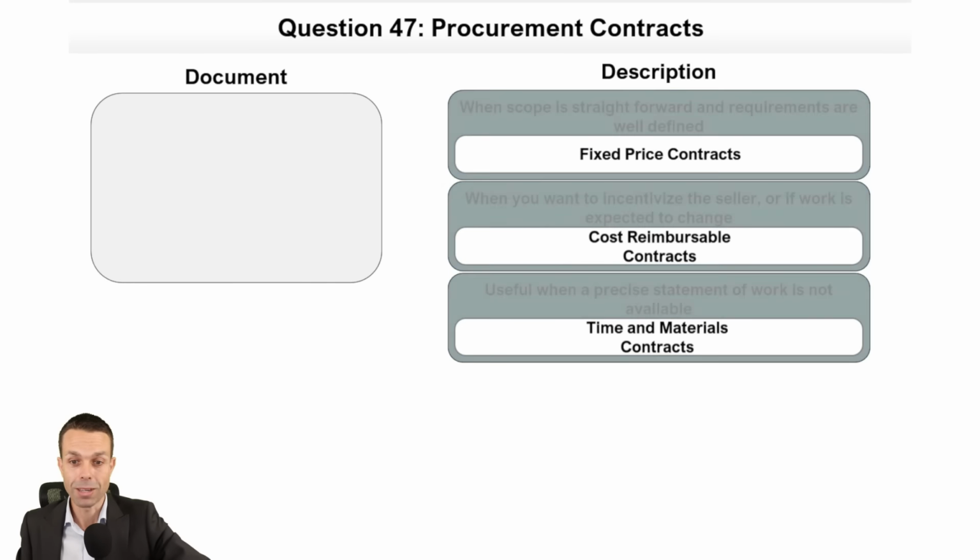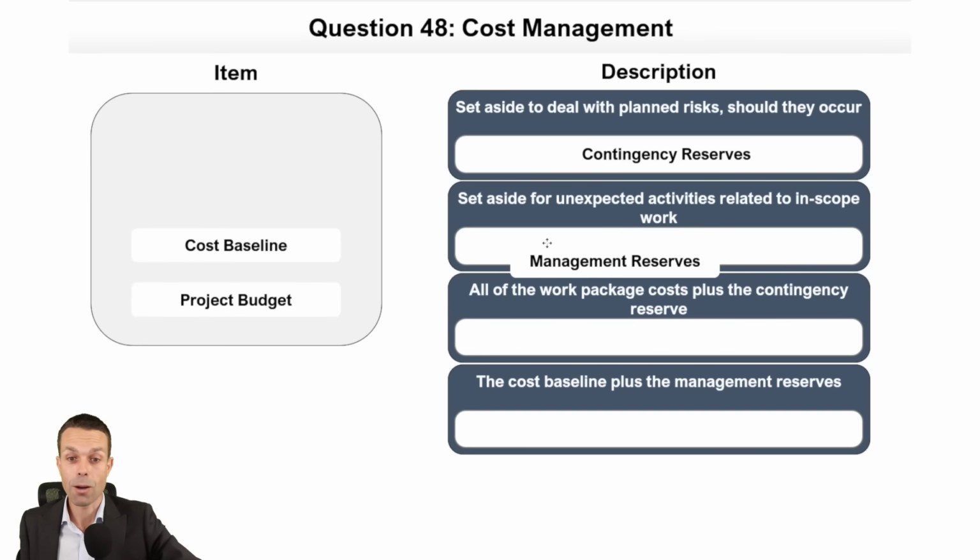Cost management is great. So what do we do with contingency reserves, management reserves? If it's set aside to deal with planned risks, that is a contingency. It's our contingency reserves. If it's set aside for unexpected activities related to in-scope work, that is our management reserves. And you don't often find these in the real world. Sometimes budgets just don't have this. But it is a nice thing to have as a just in case or as a final Hail Mary if you need more money to come through.